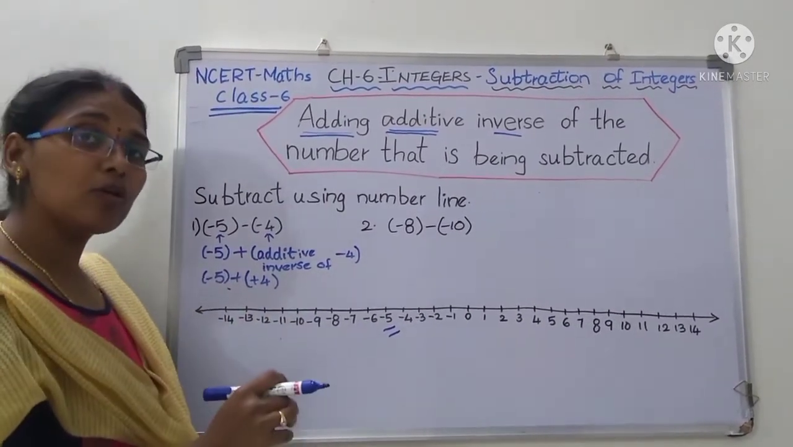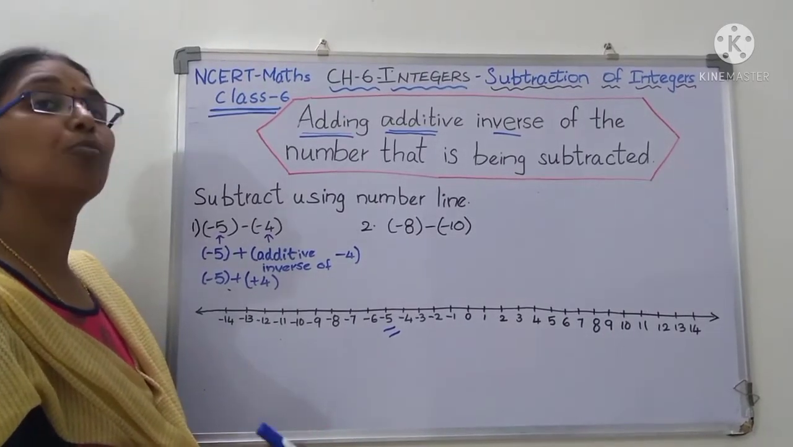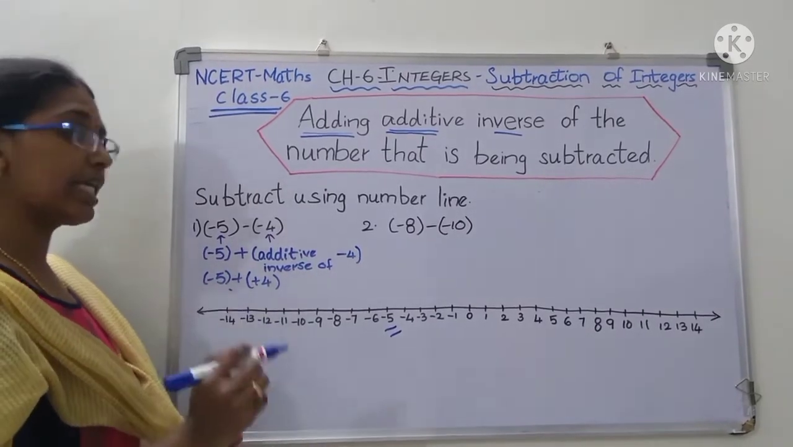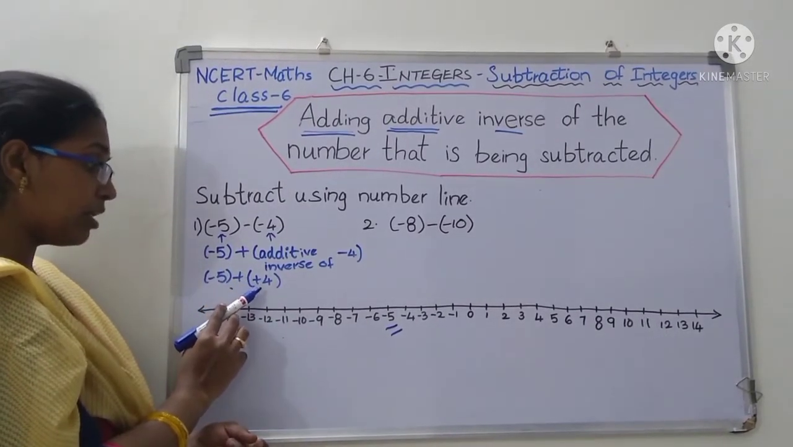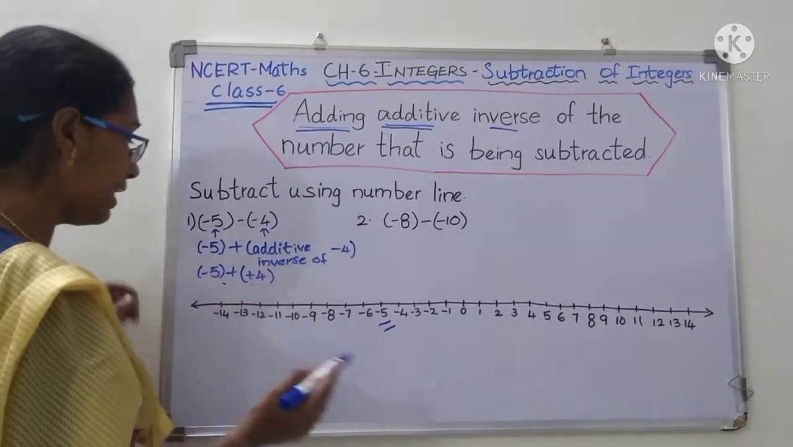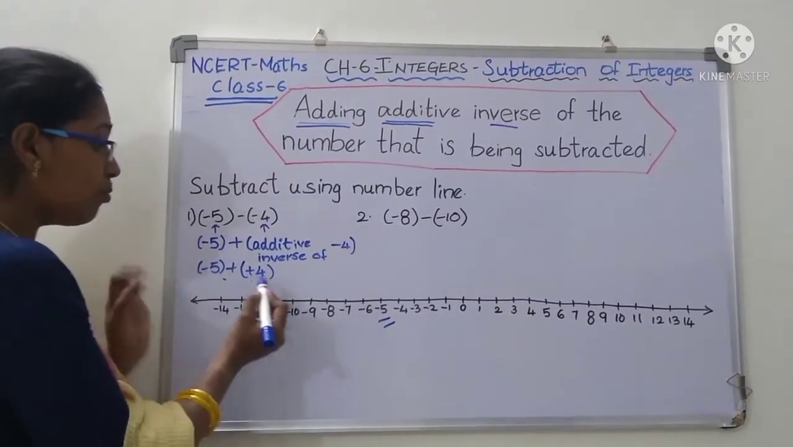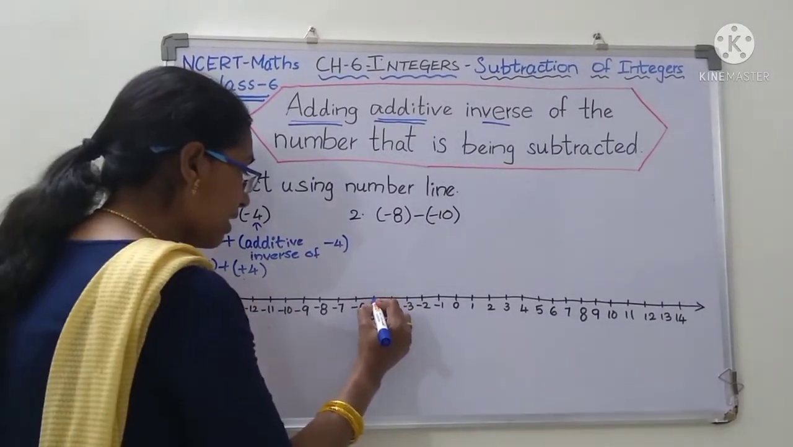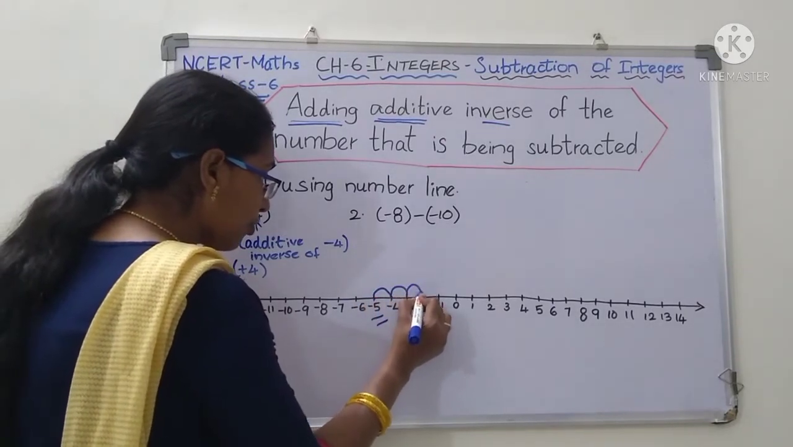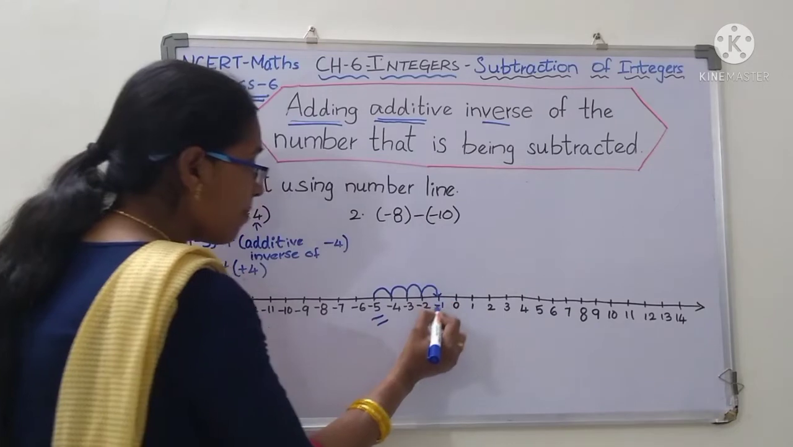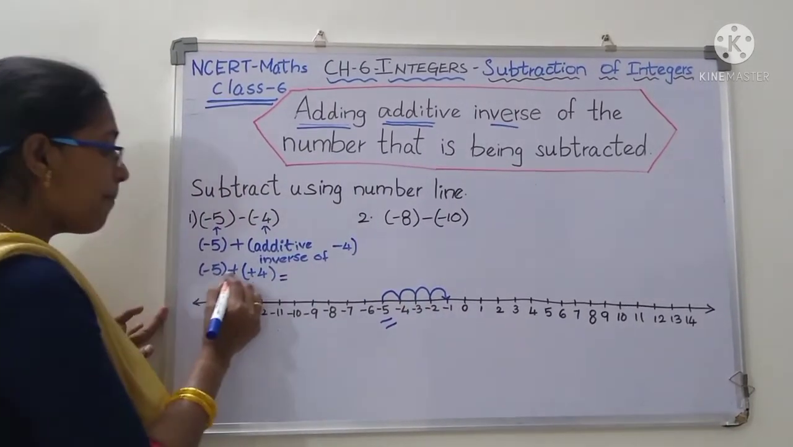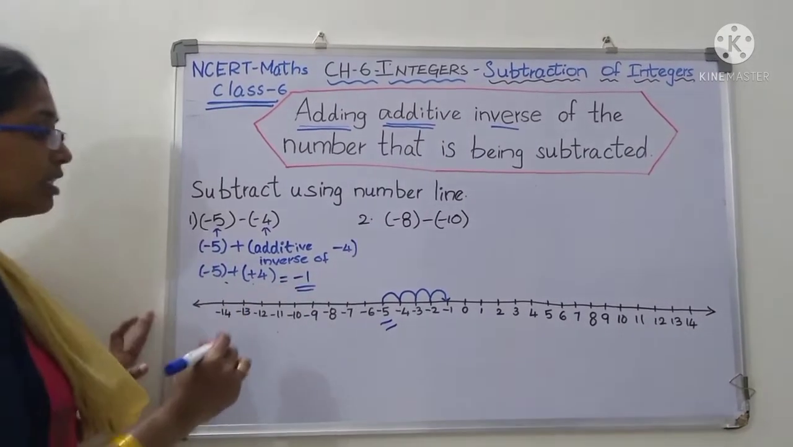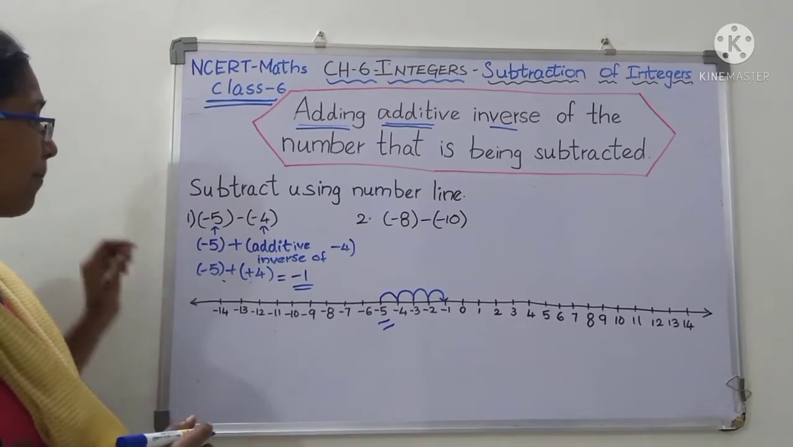Tell me, children, if you are adding a positive number, how do you move on the number line? Do you move left side from the first number or right side from the first number? Yes, children, correct. You are adding a positive number, so you move right side. Minus 5 is here. Then move how many steps right side, children? You are adding 4. So, you will move 4 steps right side. 1, 2, 3, 4. You reached minus 1. So, the answer is minus 1. So, this is the way you should solve using a number line.